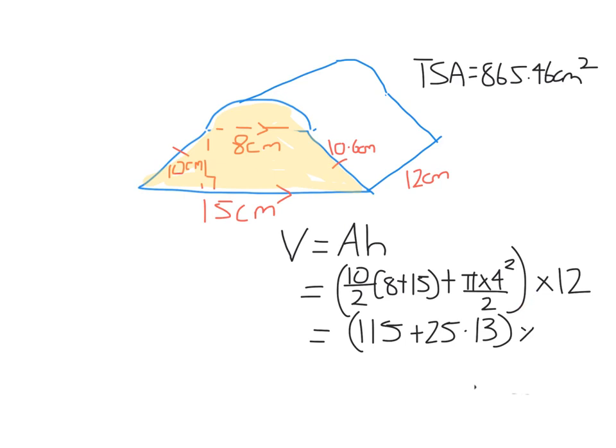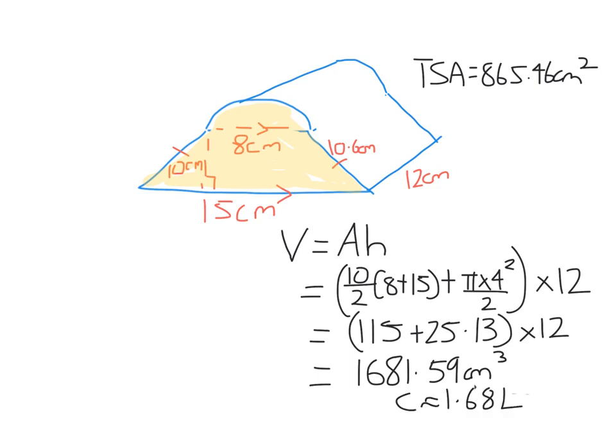And then I'm just going to times that by 12. Putting this in my calculator, I get about 1,681.59, and of course I'm in volume, so it's centimeters cubed. That means this will hold 1,681.59 milliliters, so its capacity in liters is about 1.68 liters. Volume is much easier: area of the base times the height.